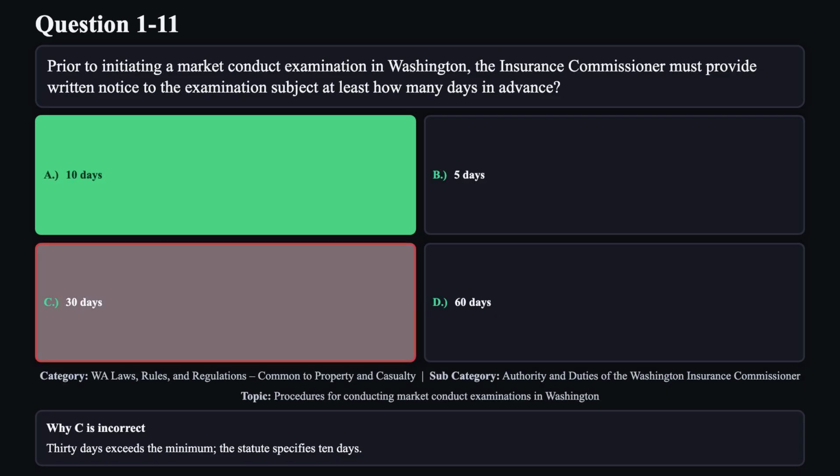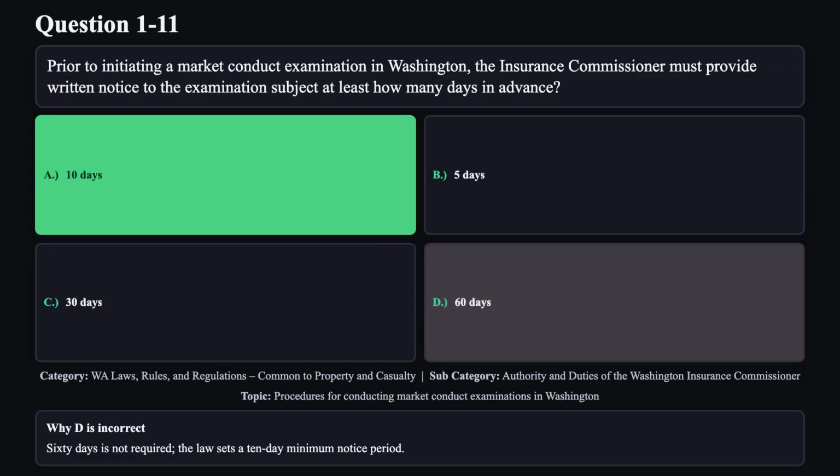Reason C is not correct. 30 days exceeds the minimum. The statute specifies 10 days. Reason D is not correct. 60 days is not required. The law sets a 10-day minimum notice period.